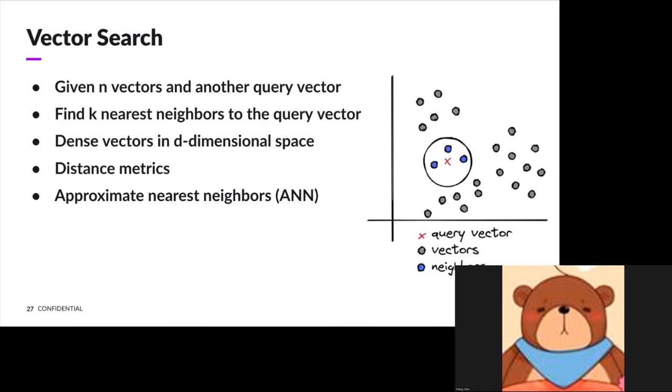Vector search involves n vectors and another query vector, and the goal is to find the k-nearest neighbors to the query vector. All the vectors are dense and in a d-dimensional space, and vector similarity is measured by some distance metric. The common distance metrics are Euclidean distance, dot product, and cosine similarity. Finding the exact k-nearest neighbors can be slow, so people look into the approximate version called ANN, approximate nearest neighbor. The accuracy of ANN is measured by the ratio of exact k-nearest neighbors found, called recall.